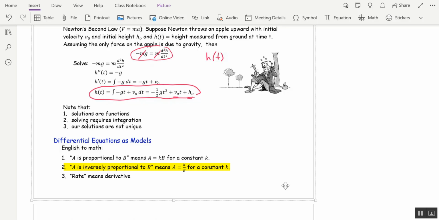A can also be inversely proportional to B, in which case we write A is k over B. An example of that would be Jolene's hunger is inversely proportional to the amount she eats. The more I feed her, the less hungry she is. And finally, rate always is derivative. So when we translate from English to math, when you see rate, you want to be thinking derivative.